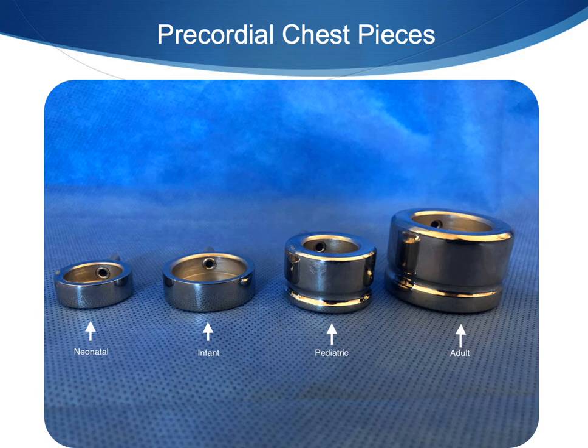The chest piece comes in 4 different sizes. You have the neonatal size, which is really good for your preemies, your micro-preemies, or even your brand new newborns. Your infant size, which is good for a 40-week gestational baby or up until about 1 year of age. And then you have your pediatric chest piece, which is a little bit bigger and a little heavier than your infant one. And then the last one is your adult one, which is used for the adult patient.